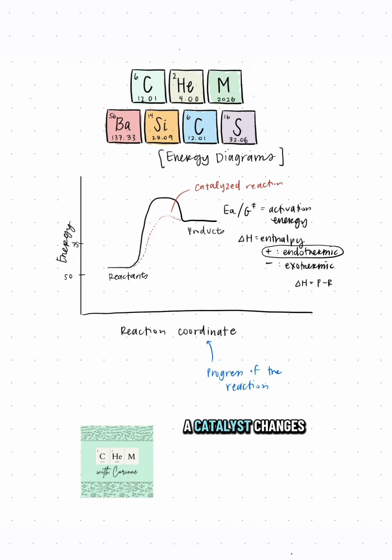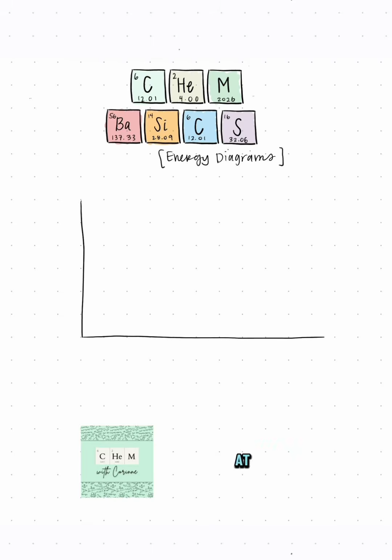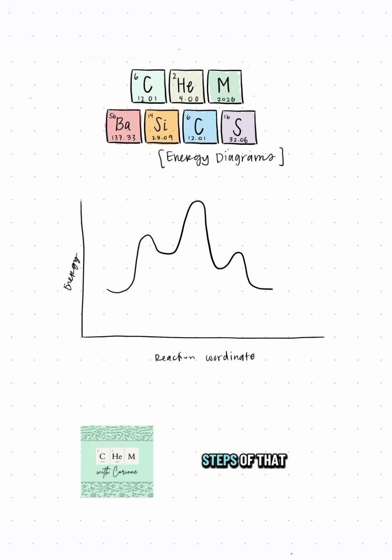A catalyst changes the reaction pathway so that it has a lower activation energy overall. But unfortunately, not all reactions are just a single step. So let's look at a multi-step profile. You'll notice the axes labels have not changed because we're still measuring the same quantities. The difference is we're going to have multiple peaks to represent the different elementary steps of that reaction.